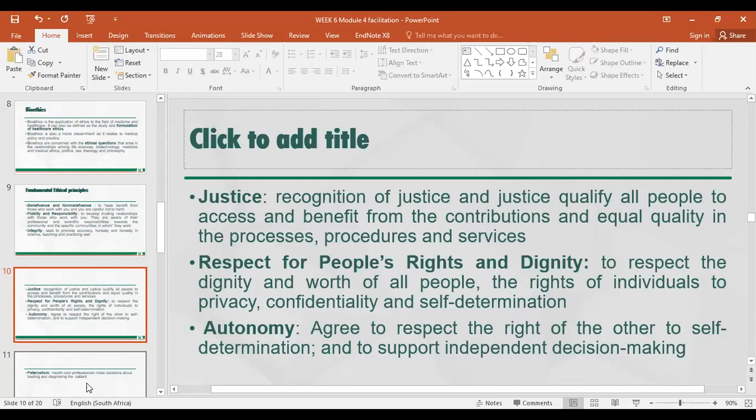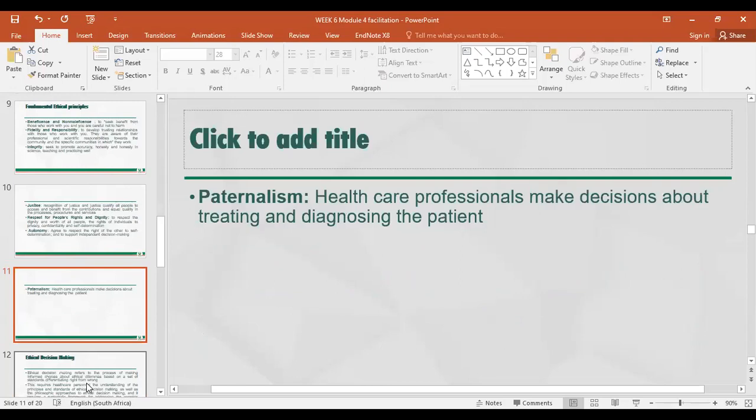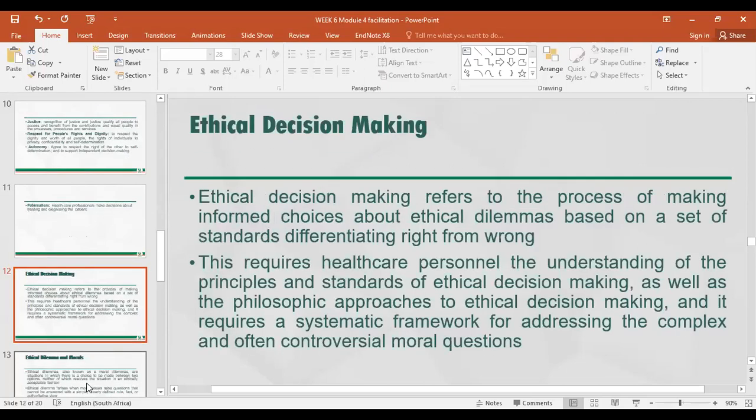Autonomy, that is, to agree to respect the right of other people to self-determination and to support independent decision making. And lastly, we have paternalism, that is, healthcare professionals making decisions about treating and diagnosing the patients. So that is the few slides that I have on bioethics.